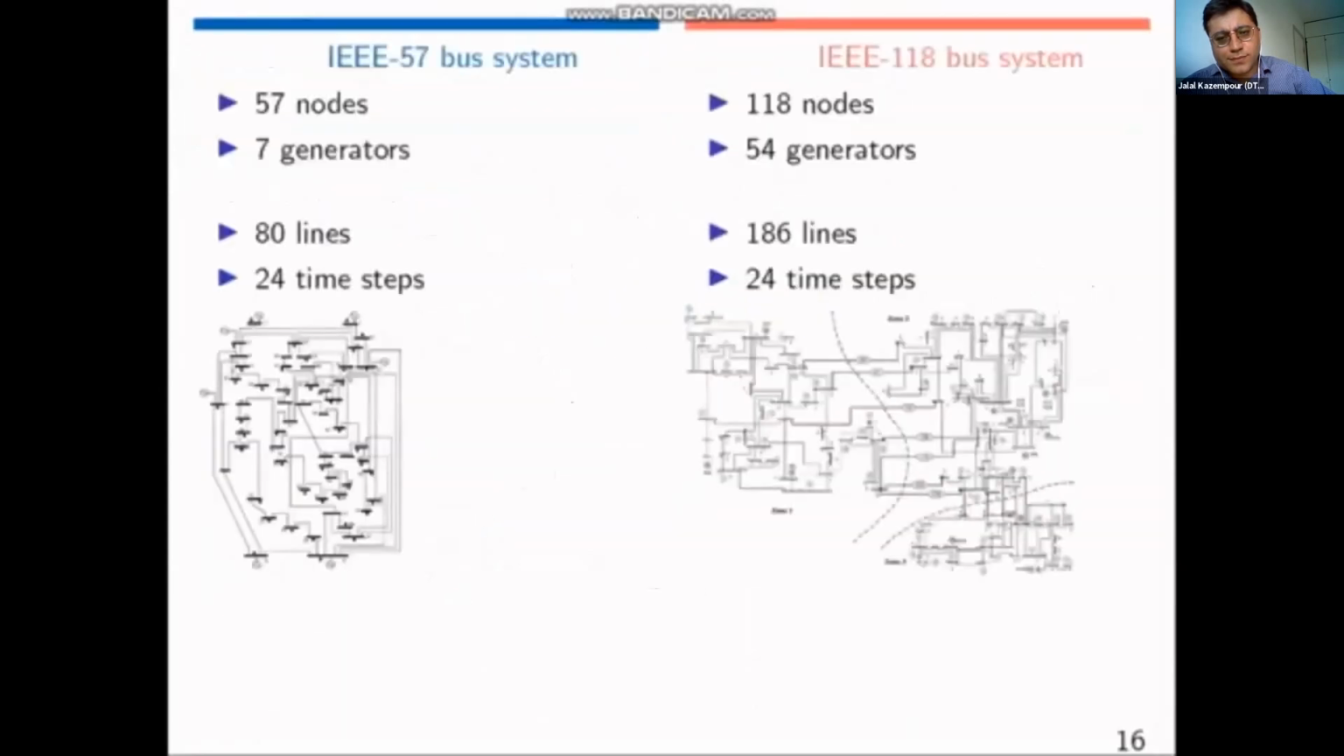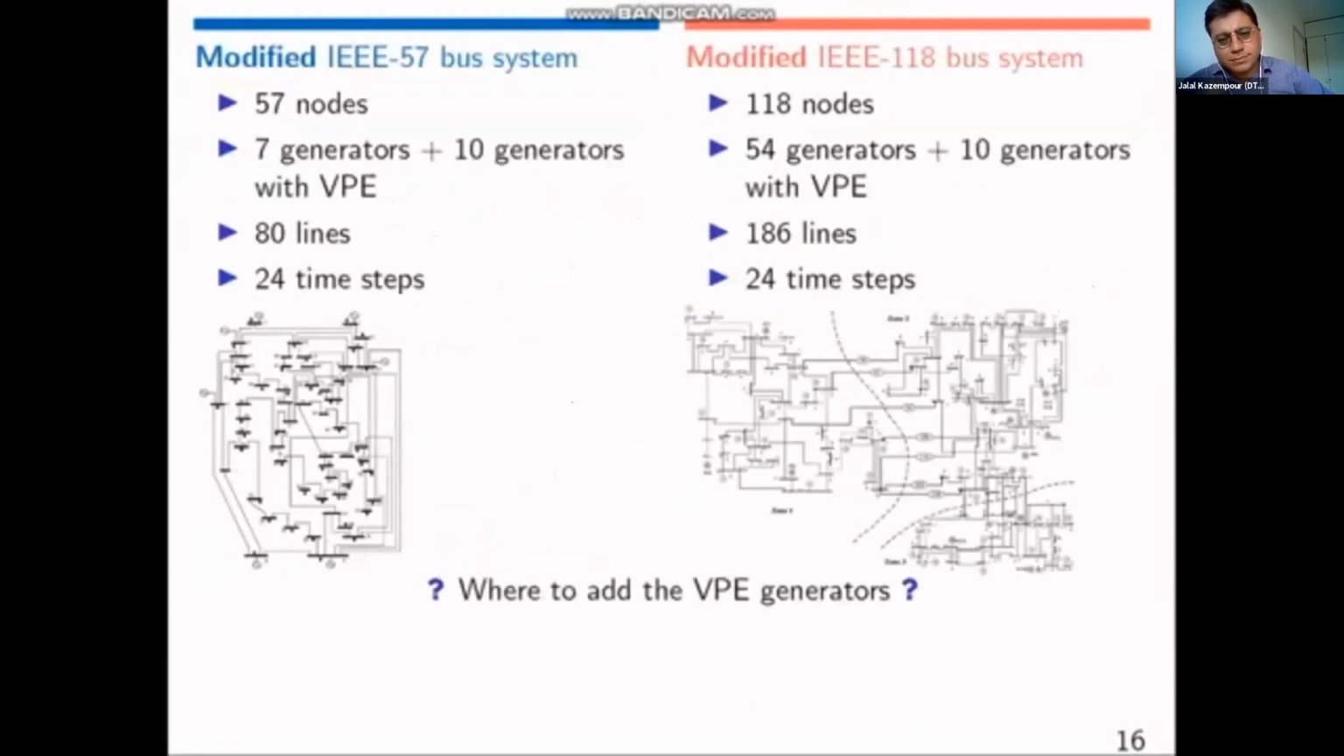So let's look quickly at some case studies. I will look at 57 and 118 bus systems, but we want to have some VPE generators, so we add them. We add 10 generators to both cases, and the question is where to add them. We do 100 randomly independent trials. So in fact, we have 200 case studies.